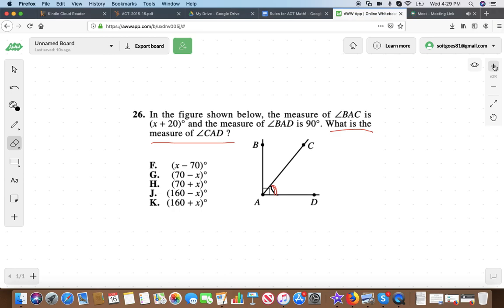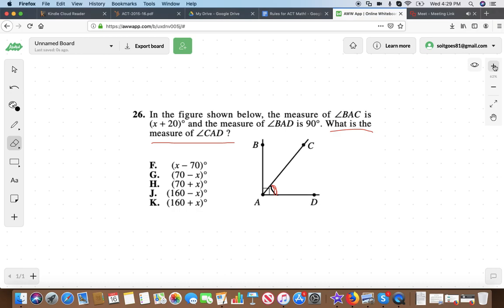So BAD is 90, and it looks maybe like half of 90, so maybe 45-ish. Does it really look like half of 90? Do those two angles look equal? No, it looks a little bit bigger than half. So give me another guess.